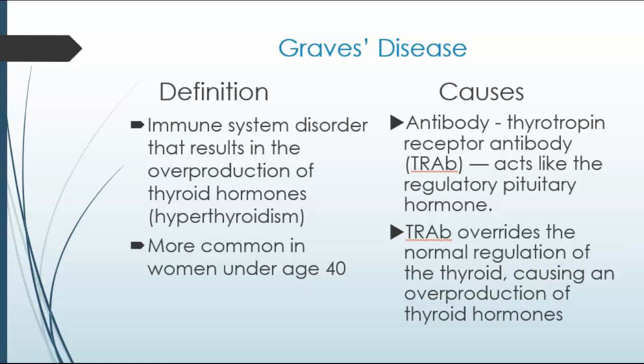So normally thyroid function is regulated by a hormone released by a tiny gland at the base of the brain, the pituitary gland. The antibody associated with Graves' disease is called thyrotropin receptor antibody. You don't need to memorize that. Anyway, this antibody mimics the pituitary hormone and starts to regulate the thyroid. It overrides that normal regulation and causes this overproduction of thyroid hormone, which leads to hyperthyroidism.